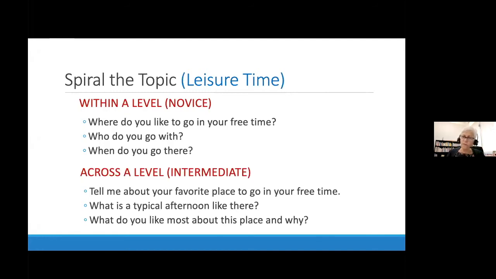Tell me about your favorite place to go in your free time. What is a typical afternoon like there? What do you like most about this place and why? And you'll notice that we're starting to prompt them into sentence level, into creating with language by recombining those various words and phrases that they already know.